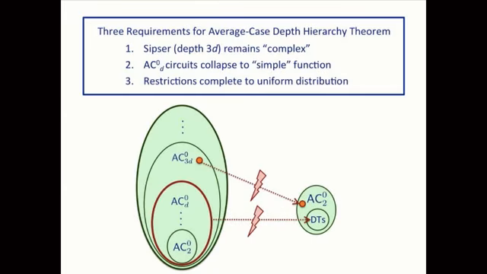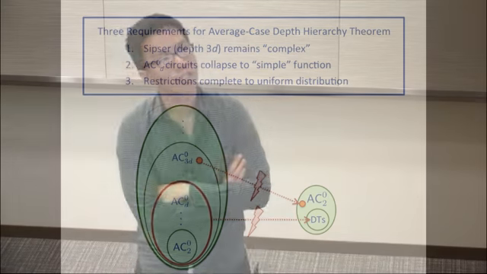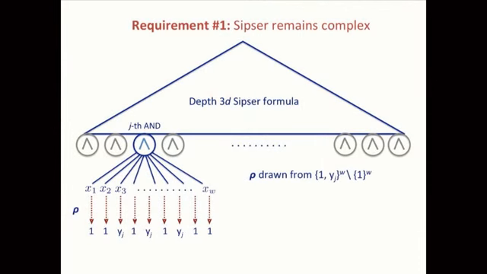Okay, let's see why this helps us. There are 3 things. We need to show that this preserves Sipser, but that's essentially by definition, I hope. The second is that we still have to prove that AC0 circuits collapse to a simple function. And the third is that the projections complete to the uniform distribution. Okay, the first I claim is by design, and the other two you should be skeptical about. So 1, why does it remain complex? Well, it's designed with Sipser in mind. So the jth AND, you either map to 1 or yj, and you're never all ones.